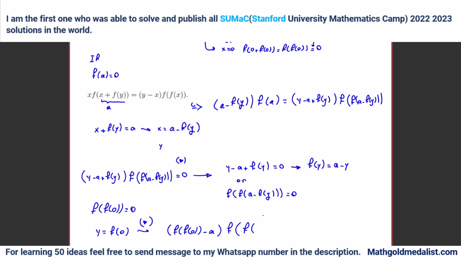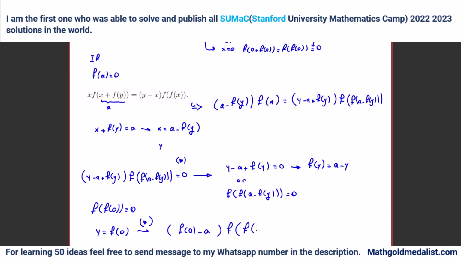The left hand side would be f of a, the last part you're writing. Let me correct this part. Y is f of 0. F of 0 minus a, right? This part, yeah, f of 0 minus a. And 0 would be 0, right? Yes. And then f of a.